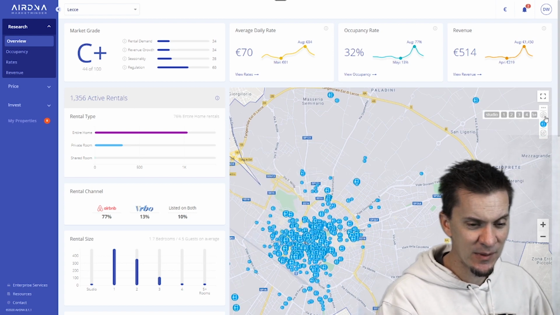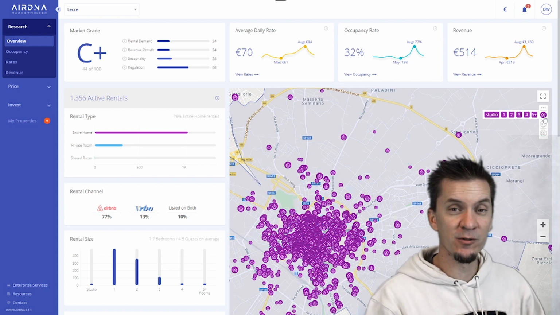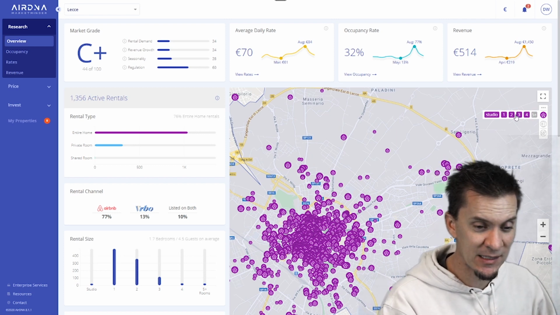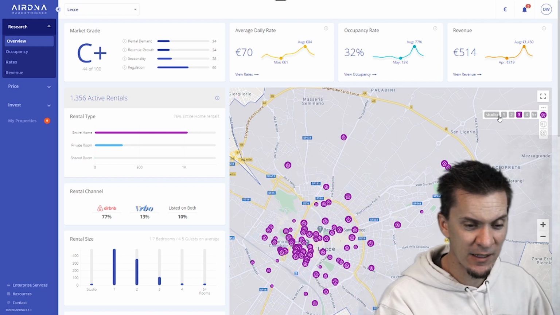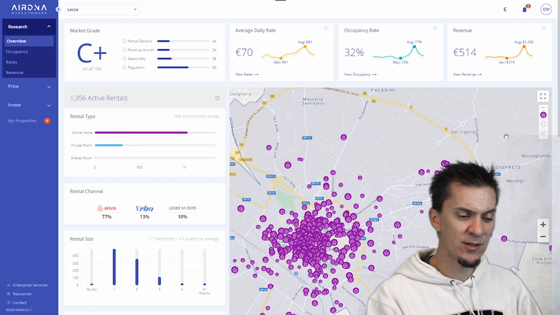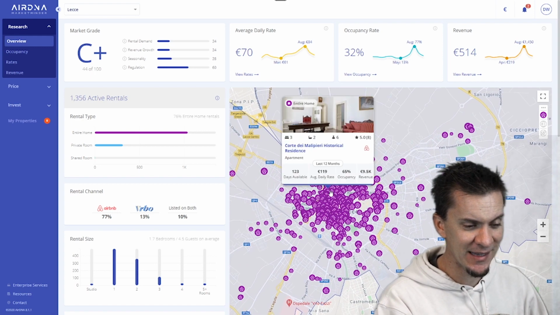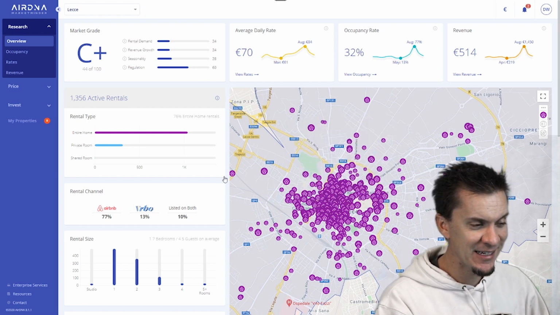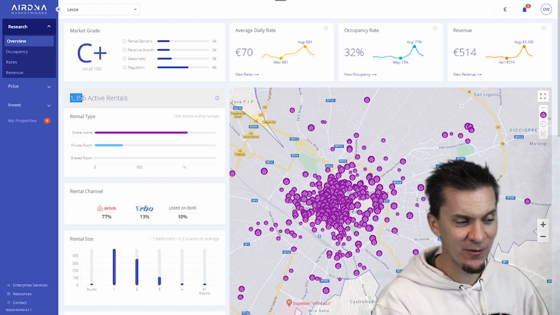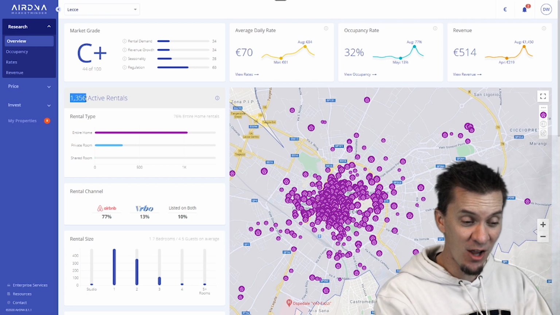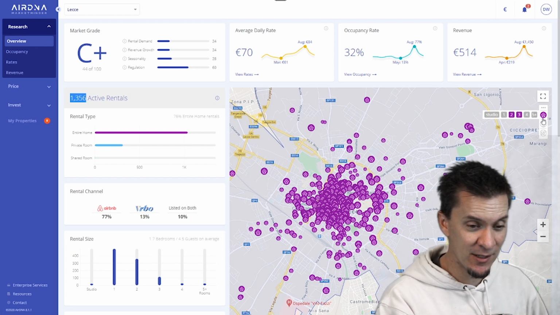And I typically stick with these 1, 2, 3, 4, 5 bedroom options. And I like to compare myself based on maybe a 2 or 3 bedroom option and see how many are for rent on Airbnb. Look at these things. It's insane. Now you can see there's the number 1,356 active rentals. That's not all of 3 bedroom or 2 and 3 bedroom. I literally toggled some of them off, right?